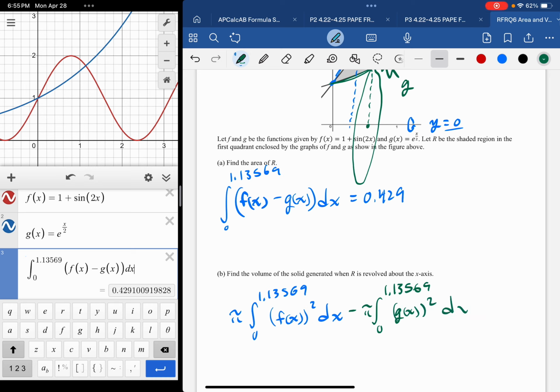And don't forget your dx. Don't forget. I'm pretty confident you don't get the points for an integral setup if you don't have your dx, dy, dt, whatever it might be. And then you just plug this in and get your answer.